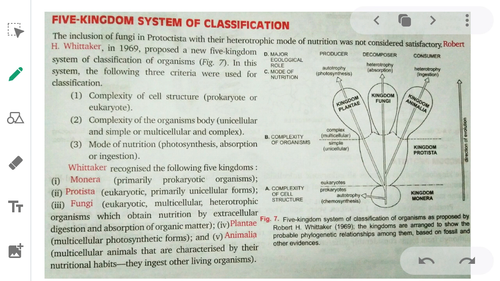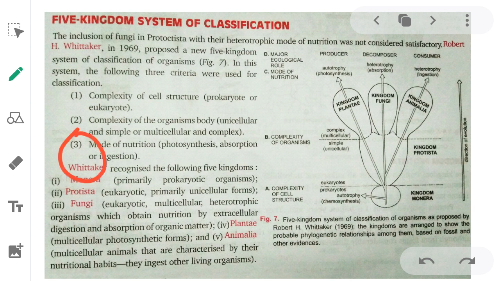If we talk about the second characteristic used by R. H. Whittaker, that is complexity of organism body, that means unicellular or multicellular. You know very well about unicellular and multicellular. Unicellular means single cell organisms, and multicellular means those organisms which have more than one cell.